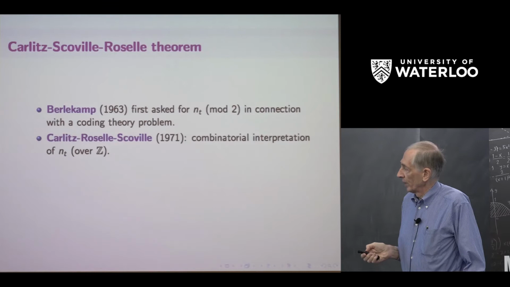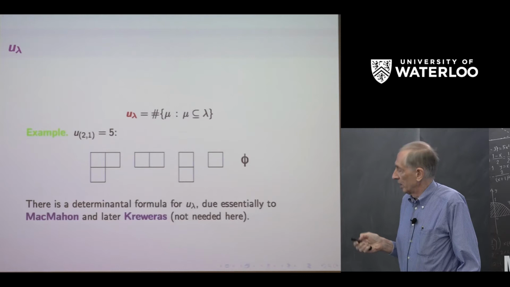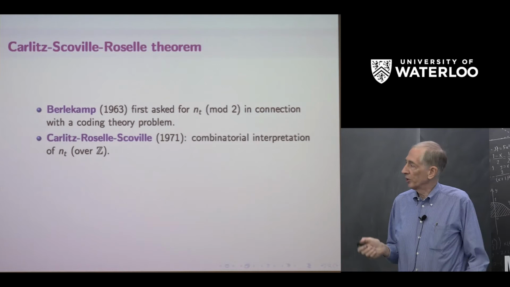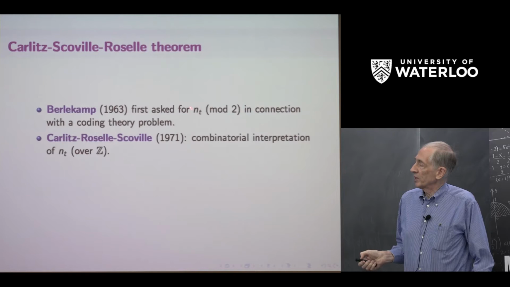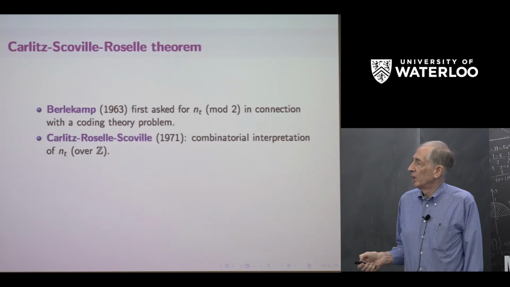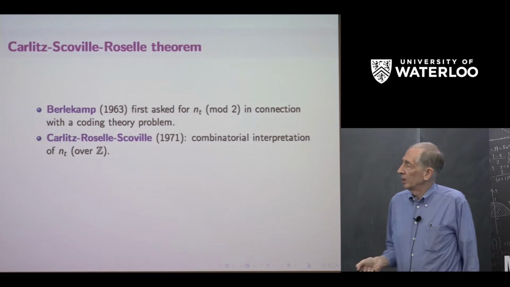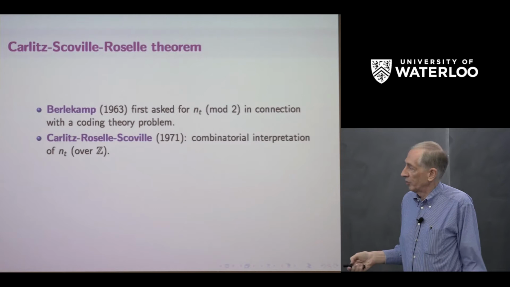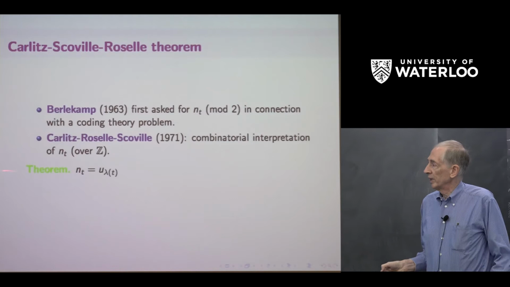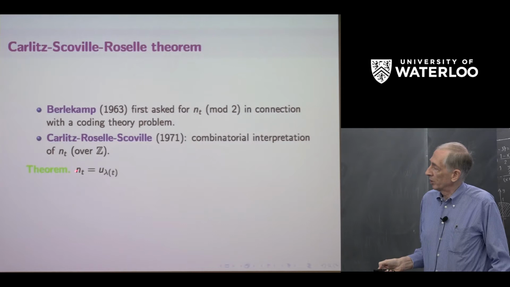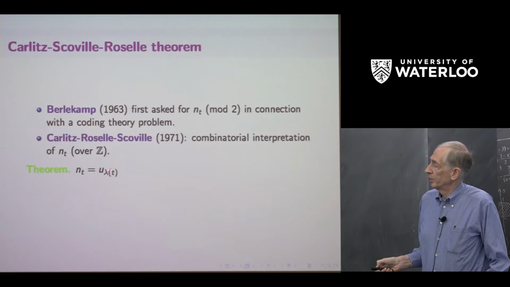So, this problem of filling in these squares where all these determinants are one goes back to Berlekamp, who really only was interested in it mod 2. He wanted to know these numbers n_t mod 2 in connection with some coding theory problem. And Carlitz, Roselle, and Scoville then gave this combinatorial interpretation for n_t over the integers. Namely, well, they didn't quite state it this way, but equivalently, n_t is u of lambda t. The number that we put in the square t is the number of partitions that fit into this subdiagram with upper left-hand corner t.